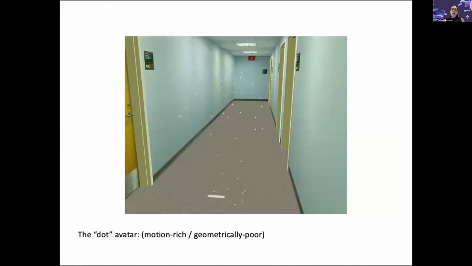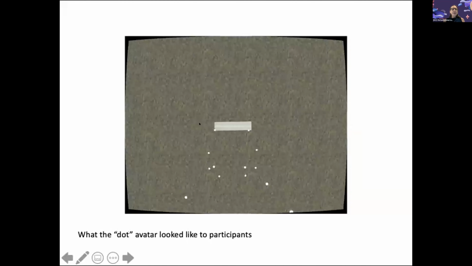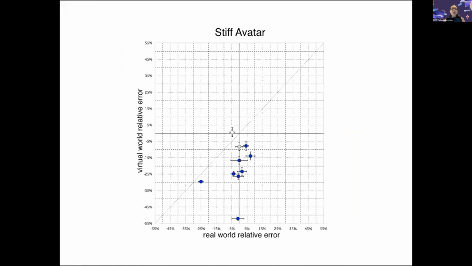This is what the dot avatar looked like. So again, the participants never actually saw themselves from this vantage point. What they saw looked more like this. So what did we find?